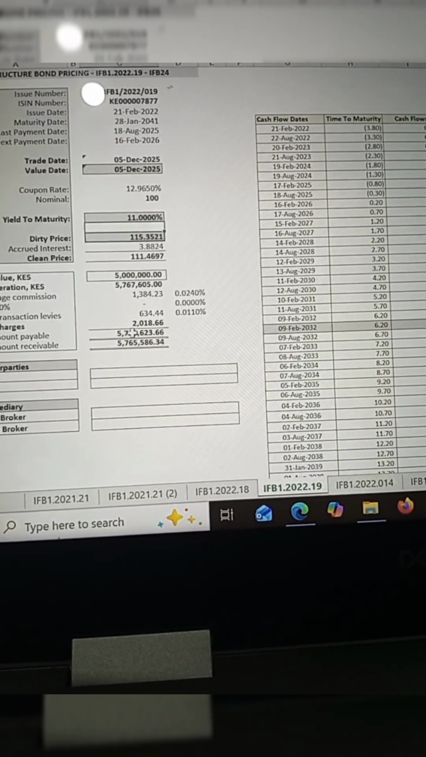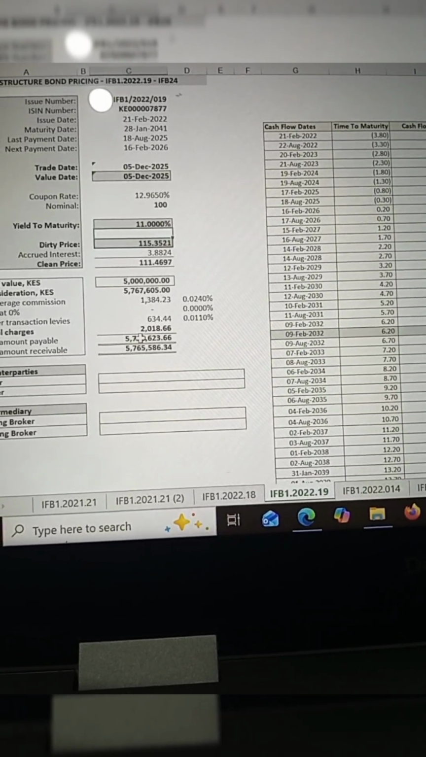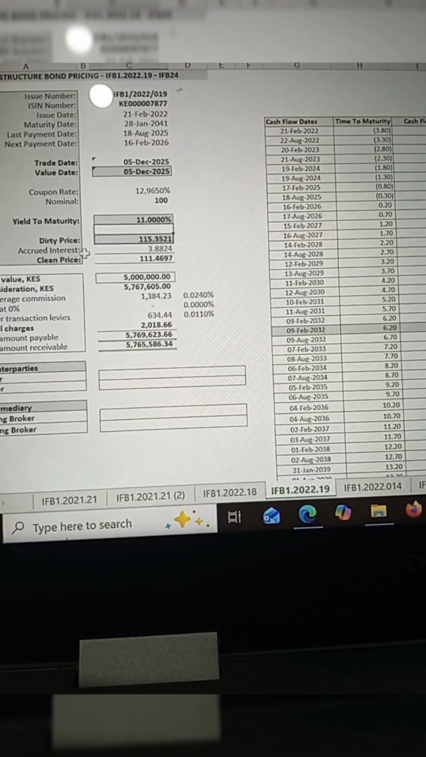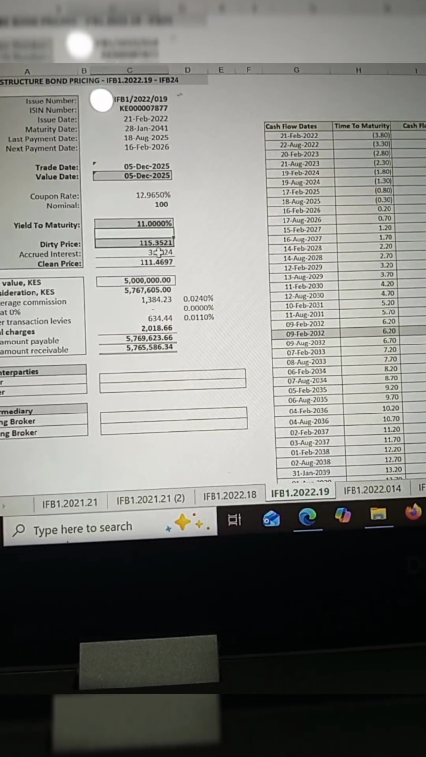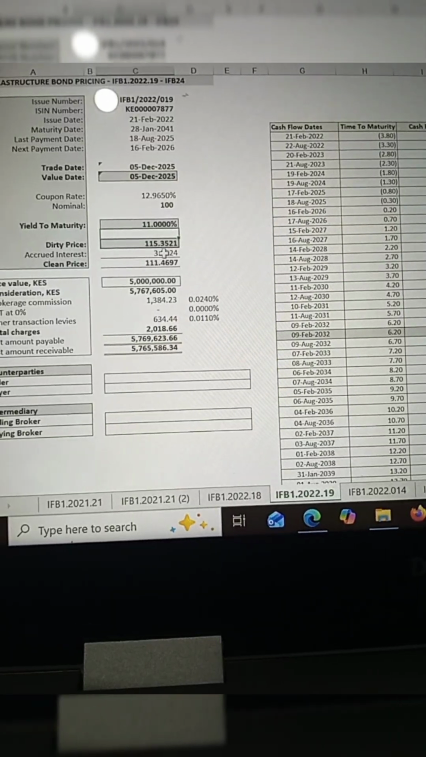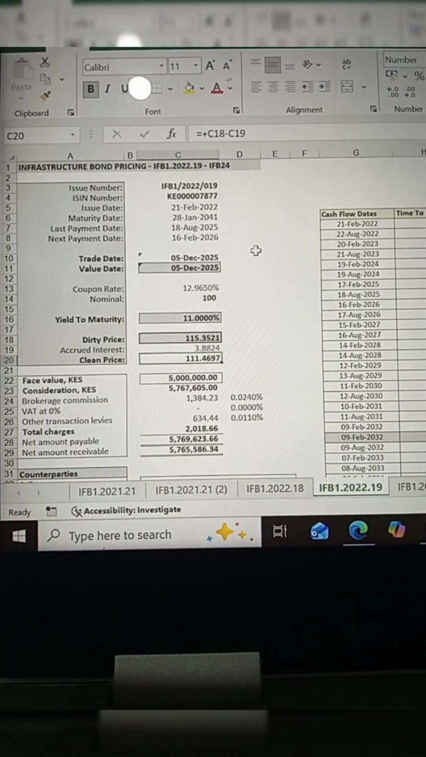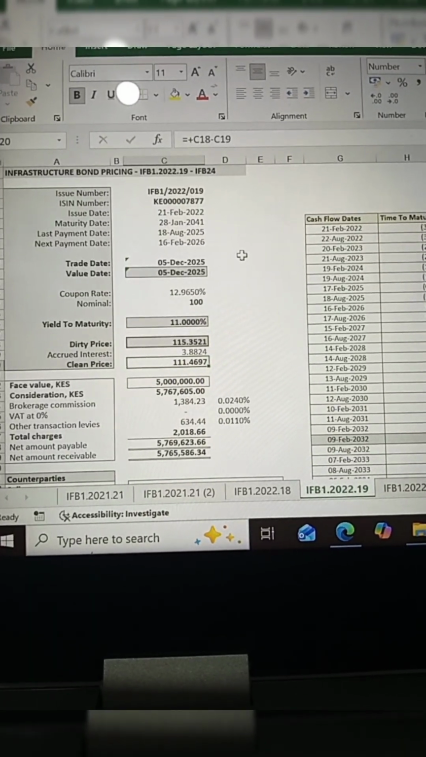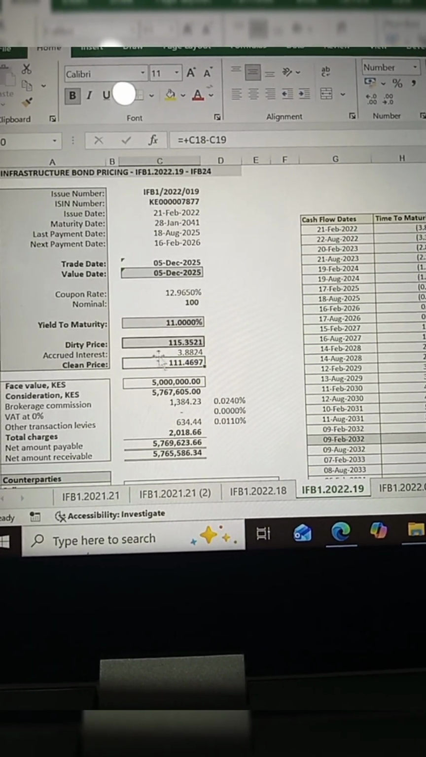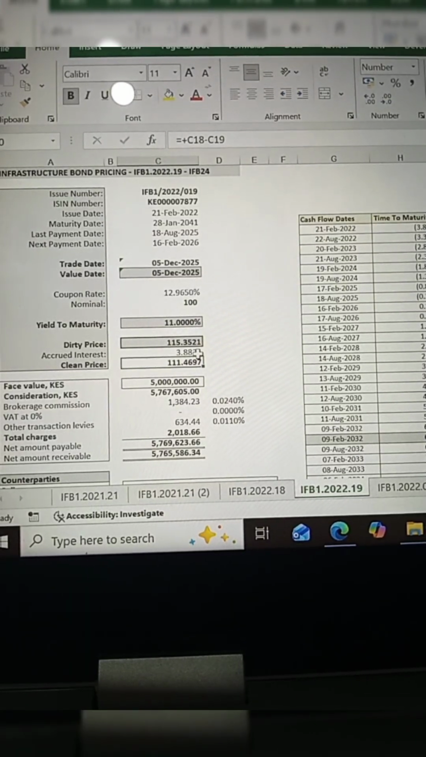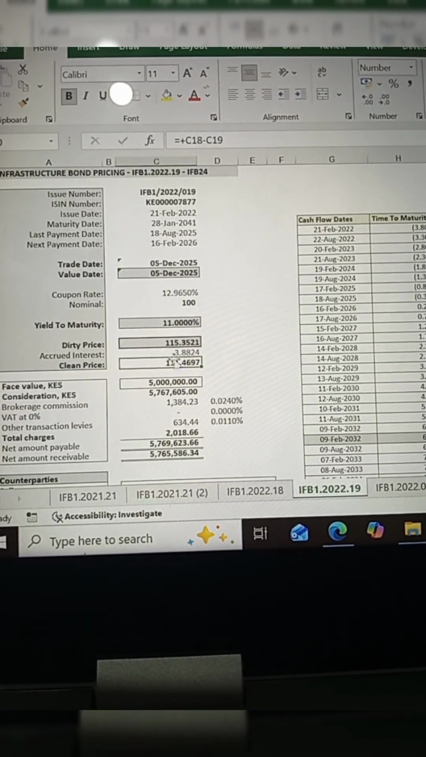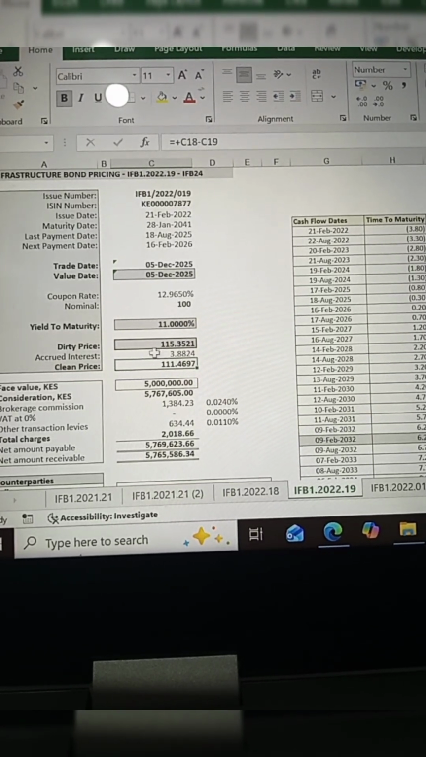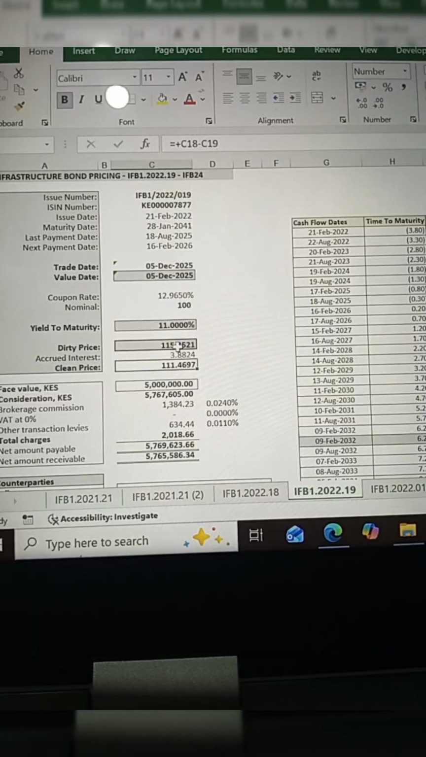Another thing that affects the price of the bond is the accrued interest. So let's look at how the accrued interest affects the price of the bond. Accrued interest here means accumulated interest, or the coupon that is supposed to be paid to the person who is owning the bond. We can see here the accrued interest is 3.8 so far as of this date, and that means the clean price, the real price of this bond, is at 111, but the dirty price, which includes the accrued interest, is up to 115.